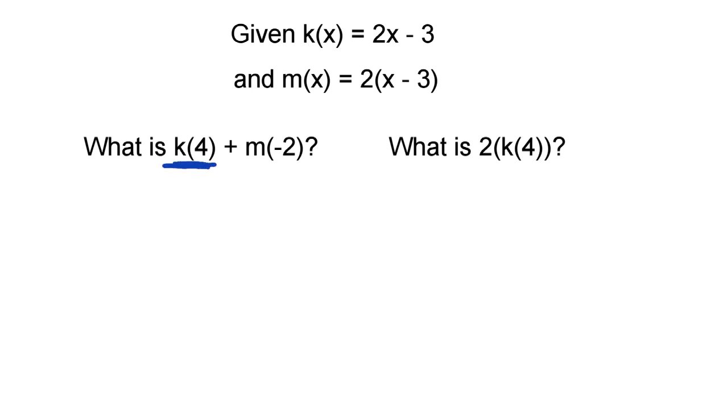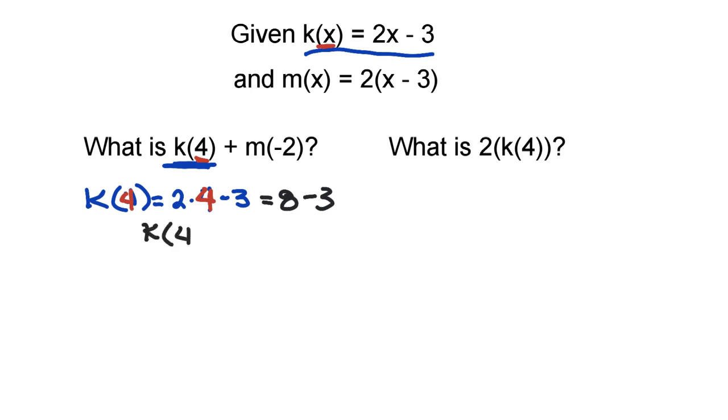K of 4 tells us to use the k function, so the top one, and to replace x with 4. So we're going to figure that out first. So k of 4 is going to be 2 times 4, because that's our number that can change, minus 3. So I'm going to replace that with a red 4. So I have 2 times 4 is 8. And then I have to subtract 3. So k of 4 is equal to 5. When you input 4 into the k function, you get an output of 5. Then I'm going to do that same thing, but with the m function, and I'm going to input negative 2. Then we will add them together.